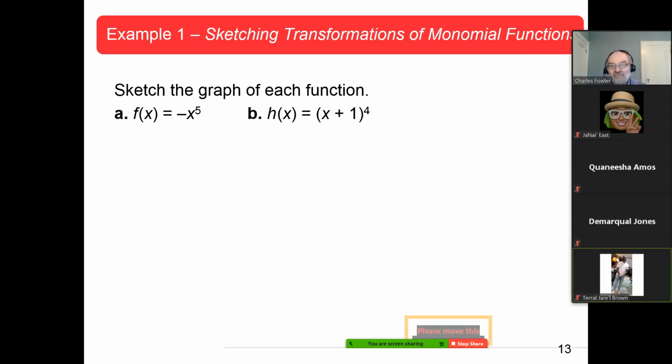Here's example 1. It says, sketch the graph of each function, and we'll go from there. Okay, now, extraneous mark there. Let me see if I can clean that.